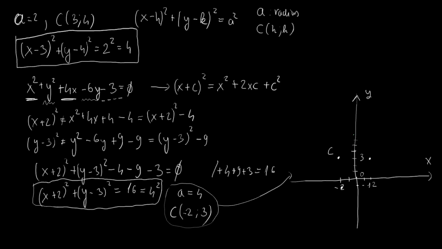We go up 4 units. Now this is 7. Here's another point, and another 4 units backwards. That is minus 6, and here's another point. And the circle will look something like this. Oh, it's just messed up. But you can see that it has the radius of 4. So this is a, and it is centered at minus 2, 3. I hope you understand this.